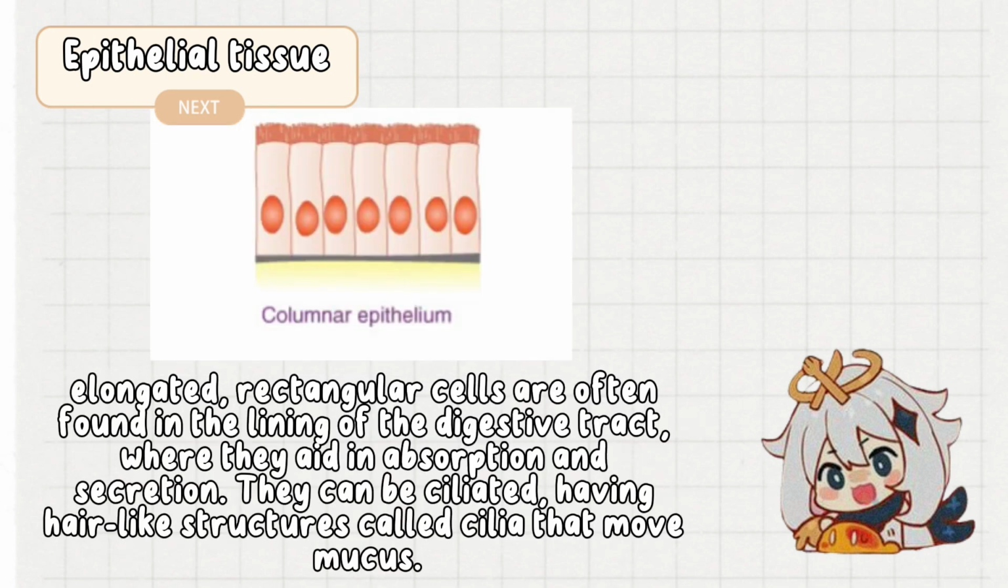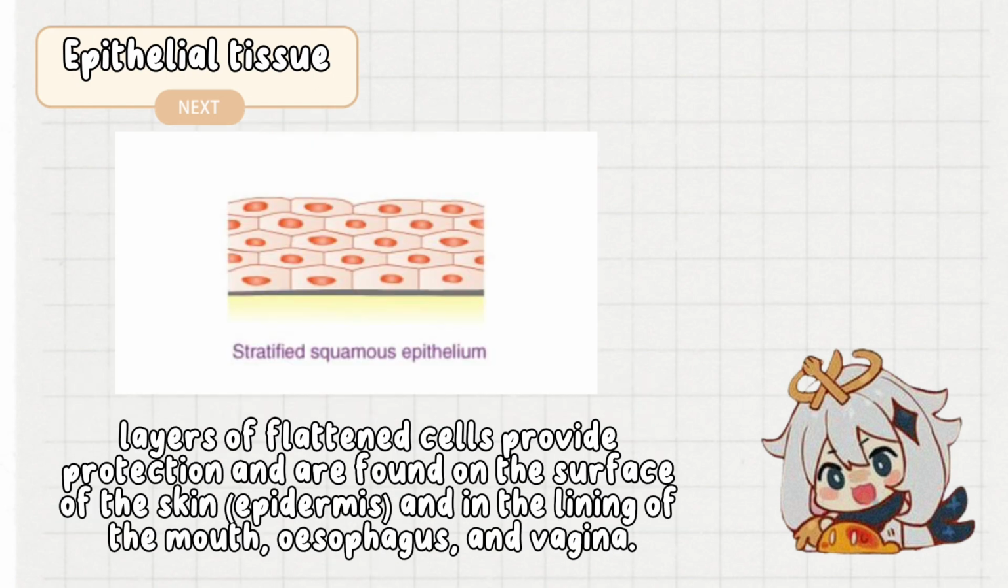Simple columnar epithelium is made of elongated rectangular cells that are often found in the lining of the digestive tract. They aid in absorption and secretion. They can be ciliated, having hair-like structures called cilia that move the mucus. Stratified squamous epithelium is a layer of flattened cells that provide protection and are found on the surface of the skin and in the lining of the mouth, esophagus, and vagina.